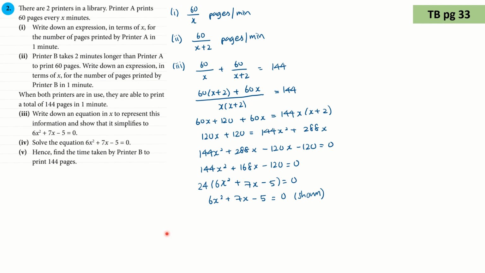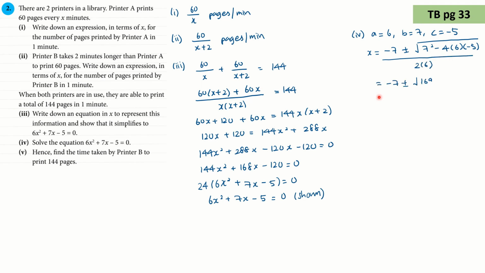Then in part 4, we want to solve the equation 6x squared plus 7x minus 5 equals 0. We use our formula and then continue to solve the equation itself. So we will get 0.5 and negative 1 and 2/3.